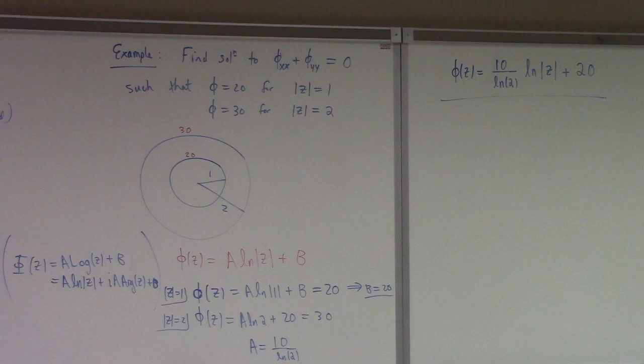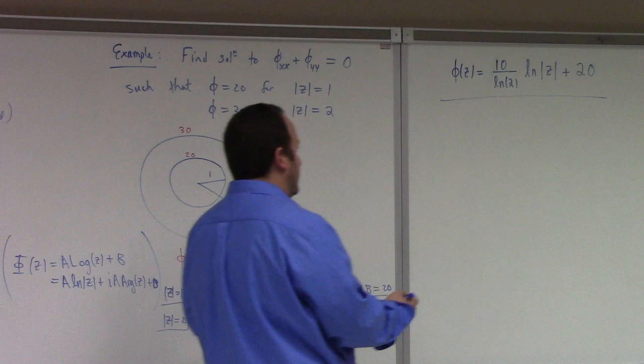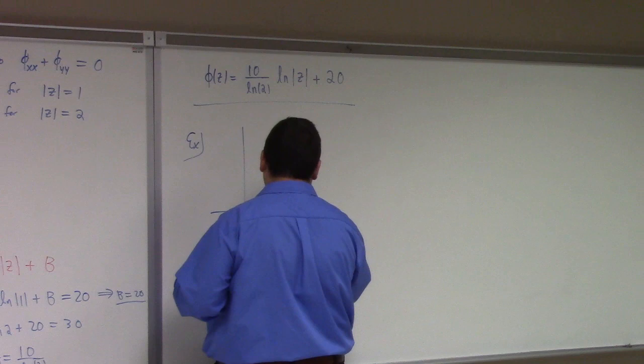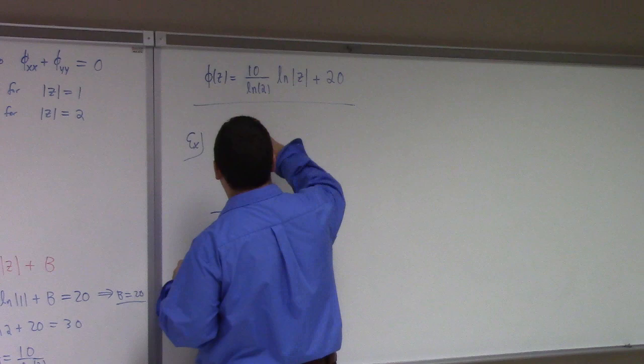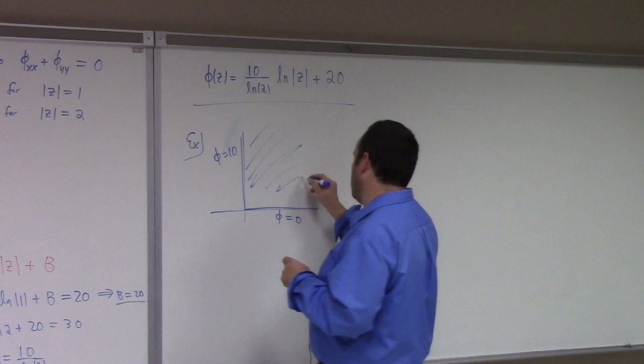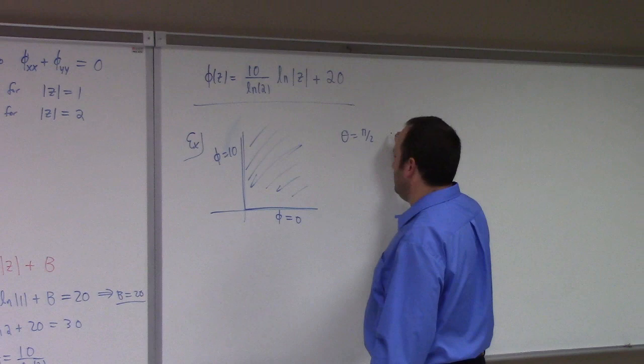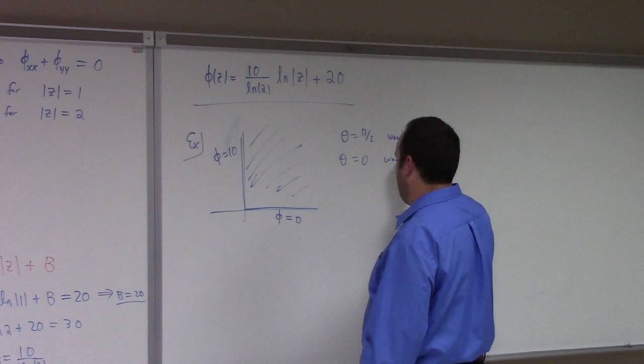Now, the other thing you could do with this kind of solution would be, what if you wanted to solve Laplace's equation on, like, a sector? What if you wanted phi equals 0 here, and phi equals 10 over here, and you want to solve up in here? In other words, for theta equals pi over 2, you want 10. For theta equals 0, you want 0, just for the sake of discussion.